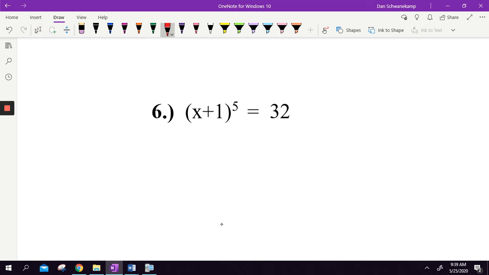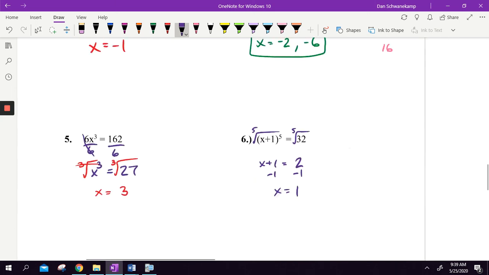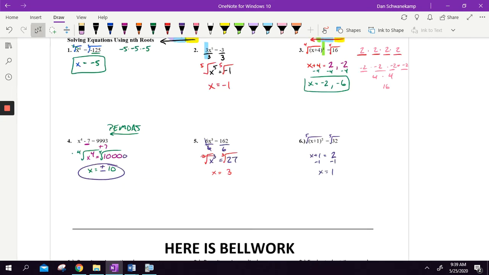Here we go. One last one, getting rid of the 5th power. So to get rid of the 5th power, I'm taking the 5th root. So I'm left with x plus 1. What is the 5th root of 32? What number multiplies together 5 times to get me 32? It'd be 2, not plus or minus, because it's an odd root. And then I subtract 1, x is equal to 1. There is my answer there.